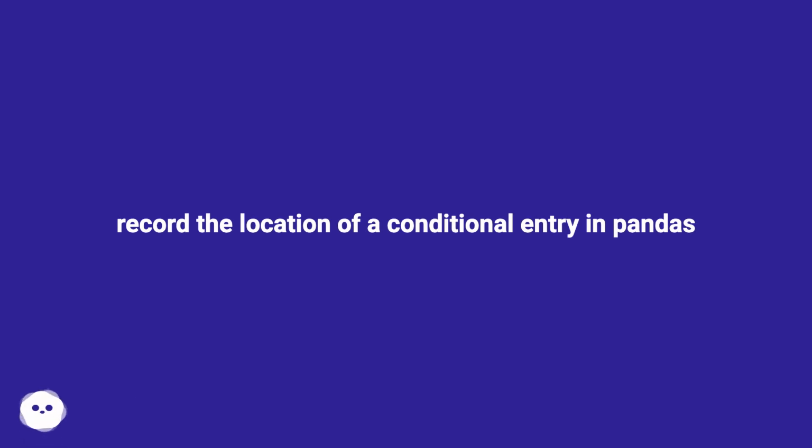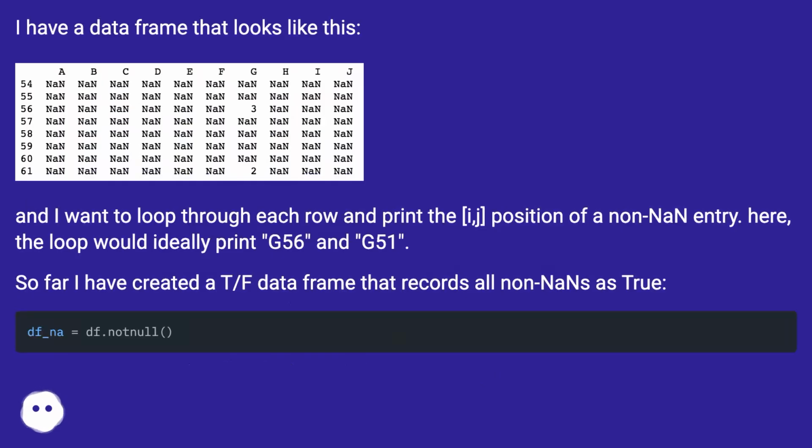Record the location of a conditional entry in Pandas. I have a data frame that looks like this, and I want to loop through each row and print the ij position of a non-NaN entry. Here, the loop would ideally print ij56 and ij51.